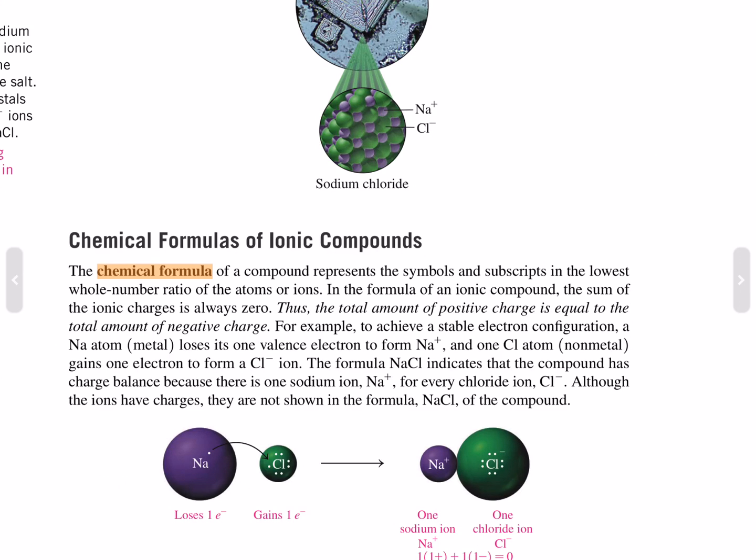For example, to achieve the stable electron configuration, a sodium atom, which is a metal, loses one valence electron to form a sodium cation, and one chlorine atom, which is a nonmetal, gains one electron to form a chloride ion. The formula sodium chloride indicates that the compound has a charge balance because there is one sodium ion, Na+, for every chloride ion, Cl-. Although the ions have charges, they are not shown in the formula, NaCl, of the compound.